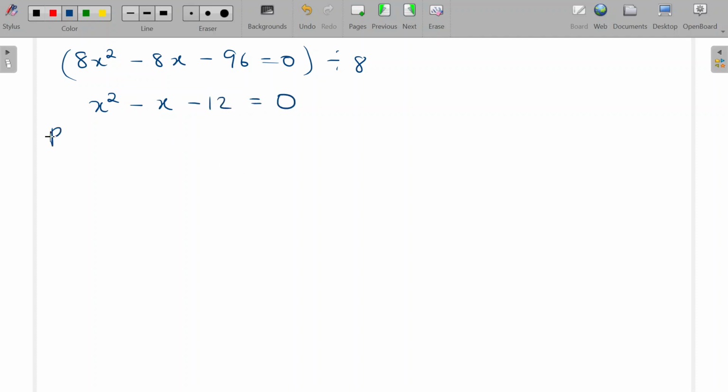Then here, what's my product? My product, I get it by multiplying 1 times negative 12, which is negative 12. My sum is equal to negative 1. My factors are two numbers that when I multiply them I get negative 12, and when I add them I get negative 1. Those two numbers are negative 4 and 3. Are we together up to this point, everyone?